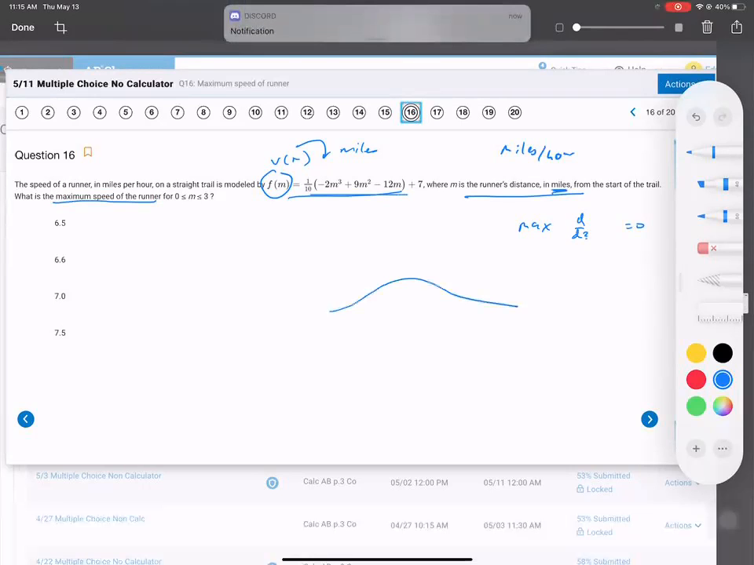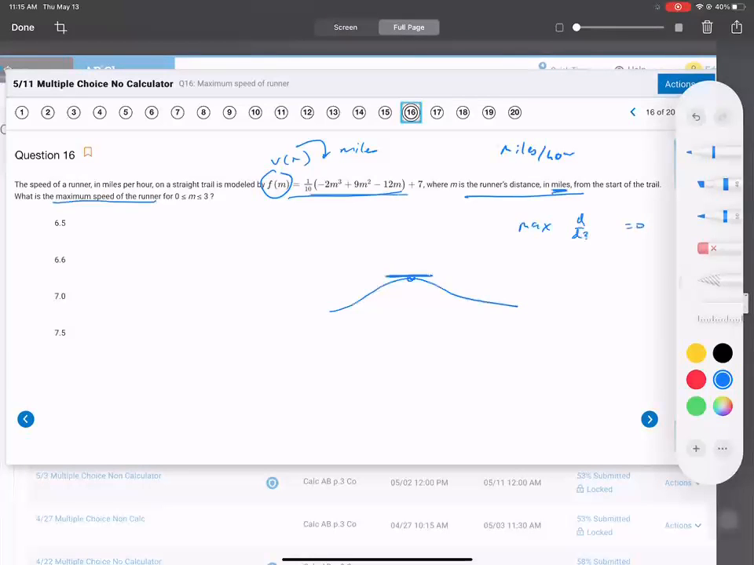So whatever the graph is, where the derivative of this graph changes from positive to negative, that would be a maximum. If it goes from negative to positive, that would be a minimum. Since I want to maximize the speed, I'm going to take the derivative of this and set it equal to 0. So f prime of m equals 1 over 10 on the outside, and the derivative is negative 6m squared plus 18m minus 12, ignoring the constant.